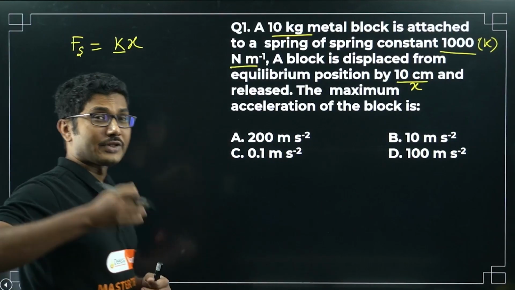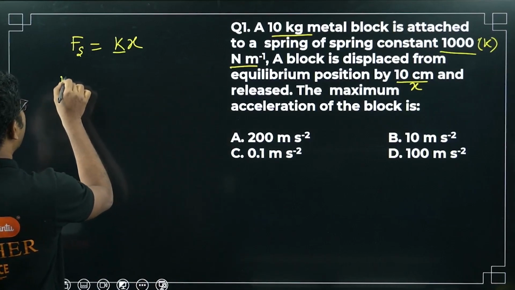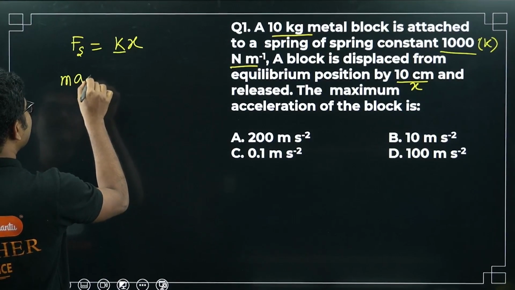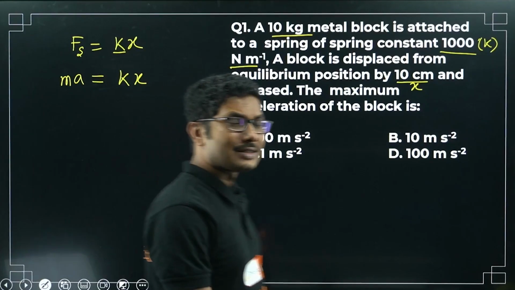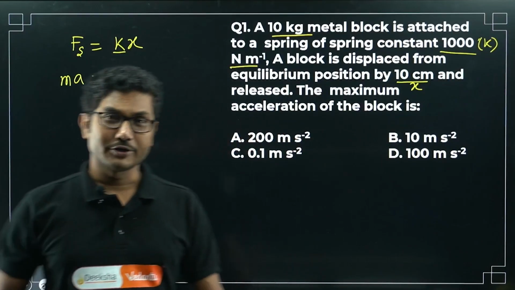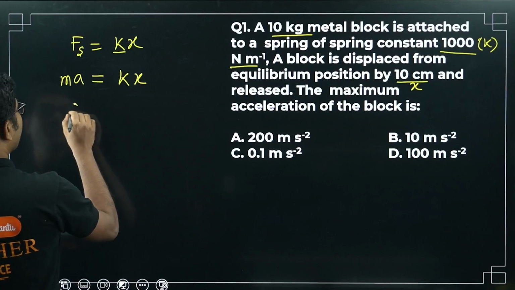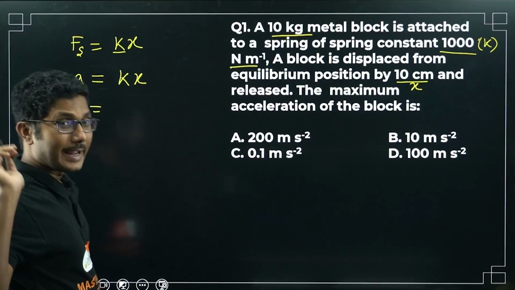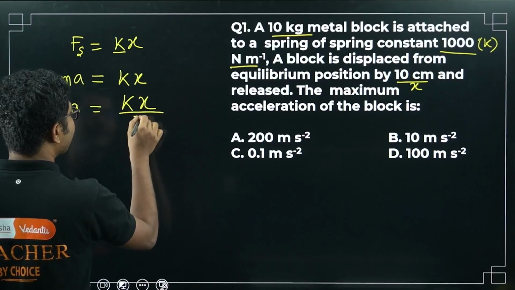From the second law of motion, we know that if the mass of the object is m and acceleration is a, then this force should be equal to ma. So Kx should be equal to ma. So the second law and some knowledge of the spring is all you require to solve this question. Now you have to calculate this a, for the maximum. For maximum acceleration this formula is still valid, right?